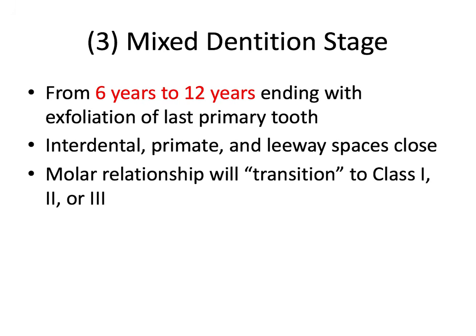All right, so now we go to the mixed dentition stage, and this is from 6 years to 12 years, ending with exfoliation of the last primary tooth. So this is the period of time, and it's all about the transition from primary to permanent dentition. It's sometimes called the transitional dentition for that reason. So during this stage, we're going to have all those spaces we just talked about, interdental, primate, and leeway spaces, starting to close. And the molar relationship will transition from that terminal plane relationship to class 1, class 2, or class 3.